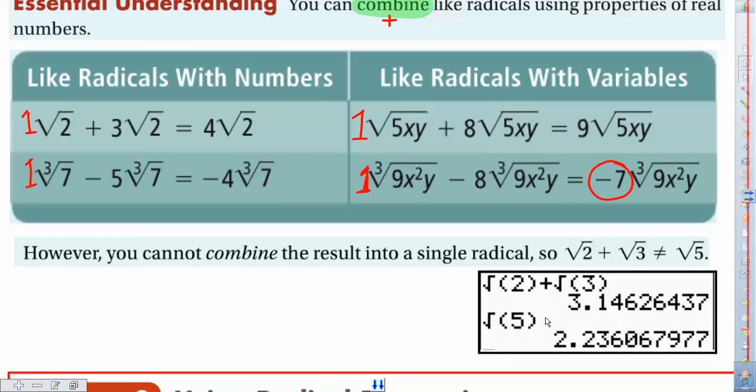Okay, but if I actually took the square root of 5 on its own, notice that decimal is not even close to being the same as the other decimal right there. What the difference in the decimals is showing here is that these two quantities are not equivalent statements. So you cannot add up the radicands when you are doing these.